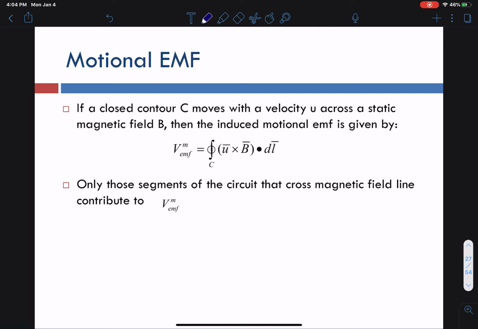All right. So the equation is this one over here for a closed contour. If you have a closed loop contour, that's the equation. Remember, only the part of the conductor where this is non-zero will contribute to the voltage. If that is zero, it does not produce any voltage.